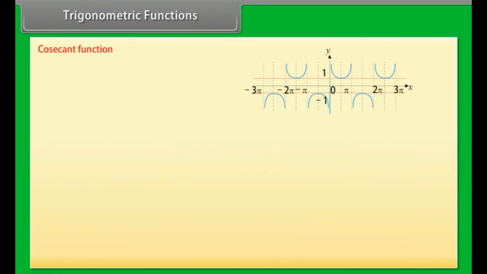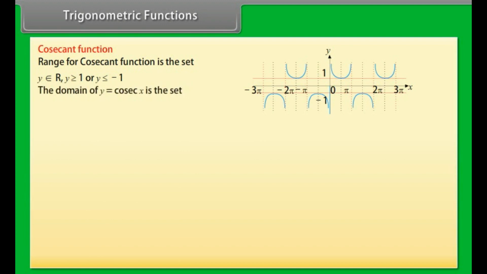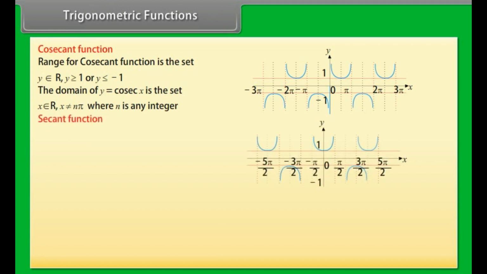Cosecant function. Range for the cosecant function is the set of y belonging to real numbers, y greater than or equal to 1 or y less than or equal to -1. The domain of y equals cosec x is the set of x belonging to real numbers, x not equal to n pi, where n is any integer. Secant function. Range for the secant function is the set.